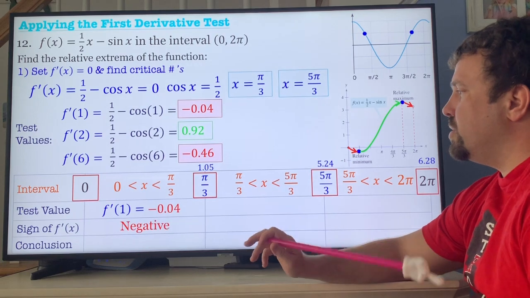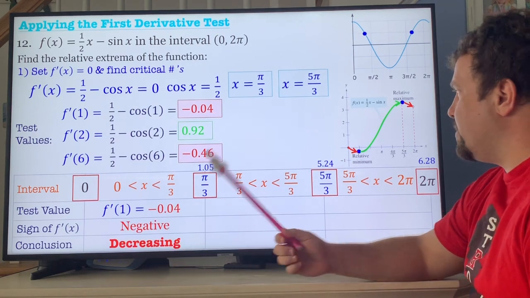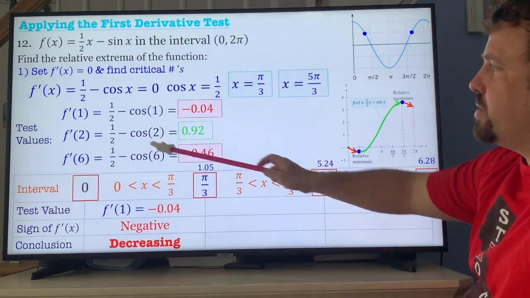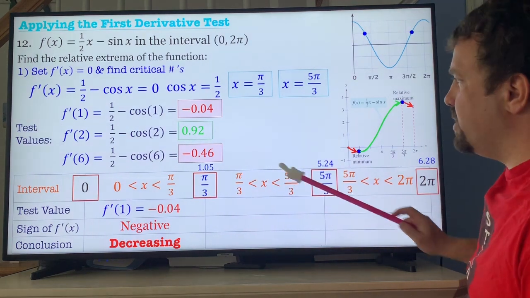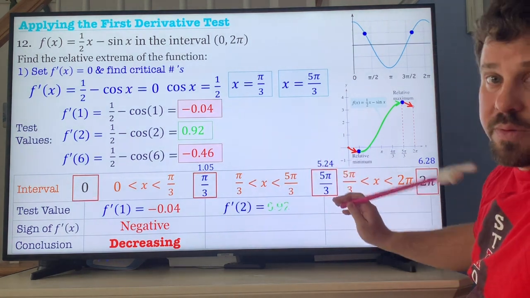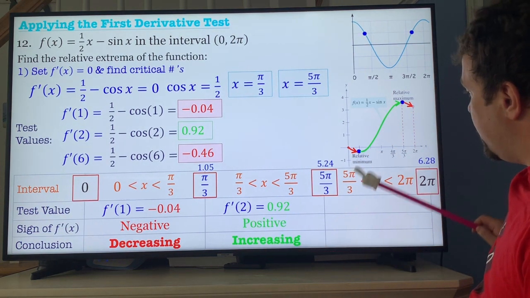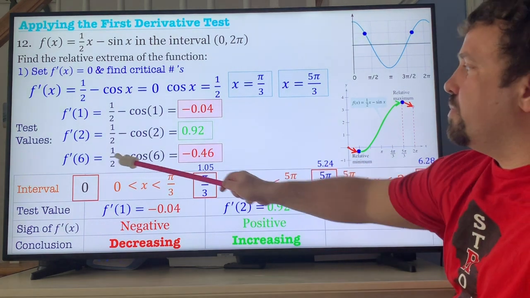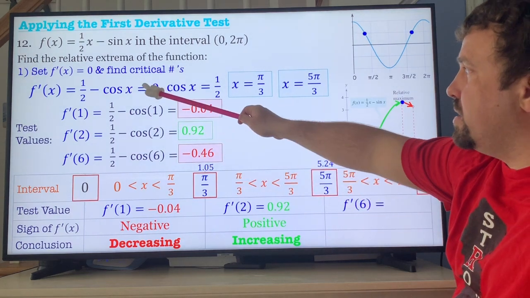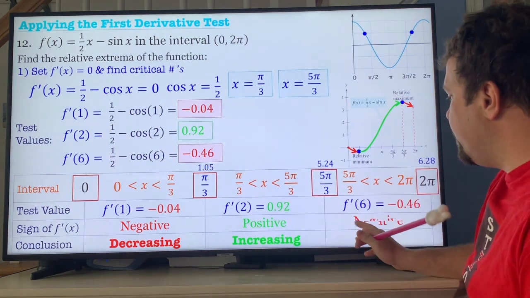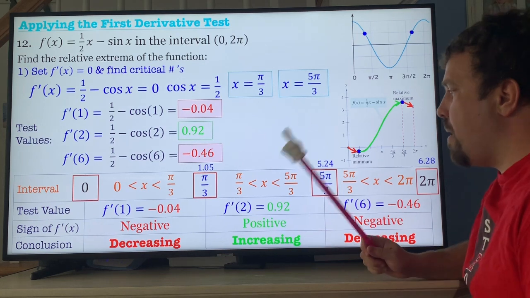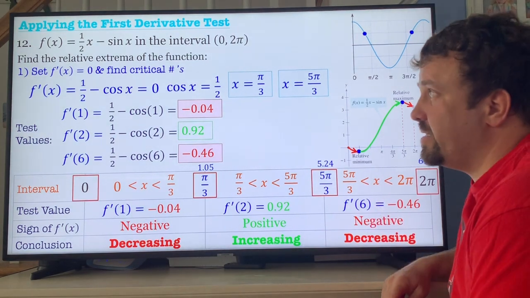This test value is 2, which is a negative, which is decreasing. This one right here, we used our test value between these 2 is 2. We found our answer to be 0.92. Positive number, increasing. And then here, we use 6. Plugged it all into the derivative. Negative number, which is decreasing. All right, all nice and easy.